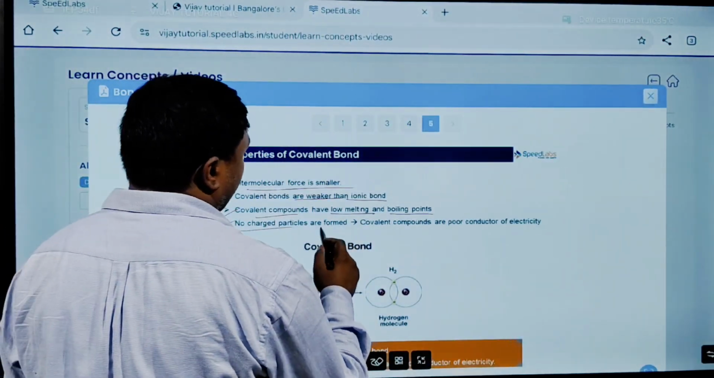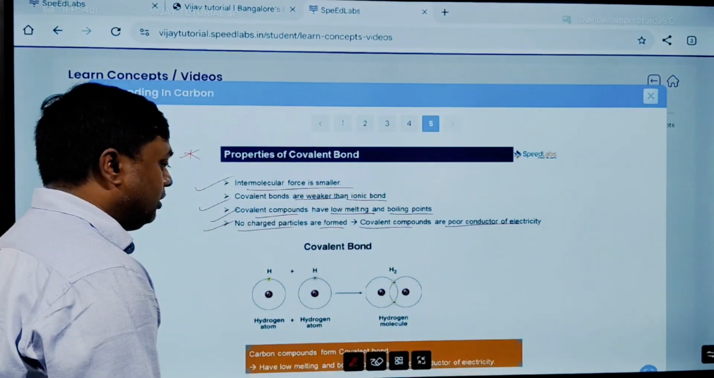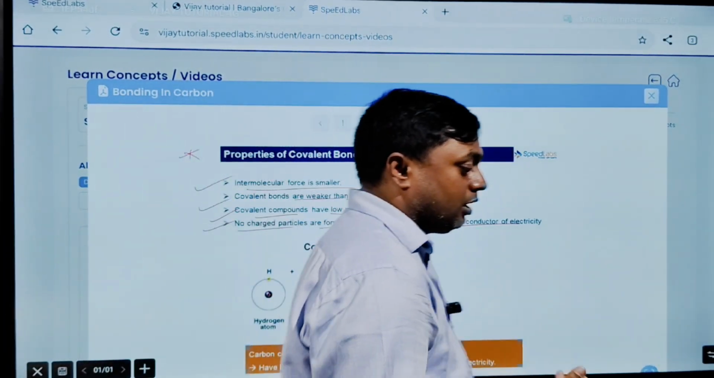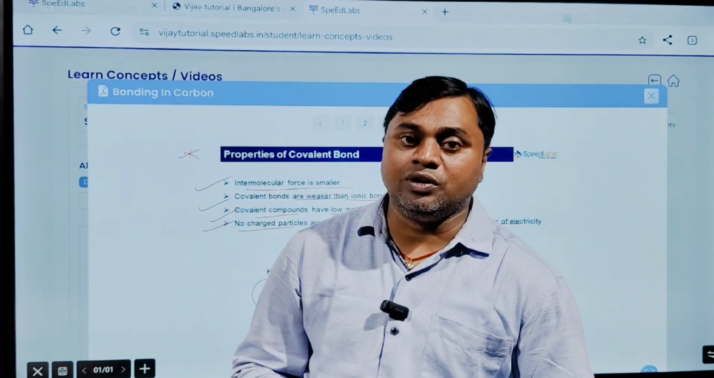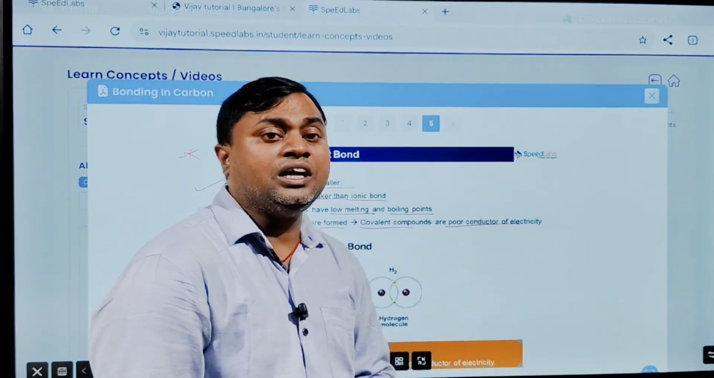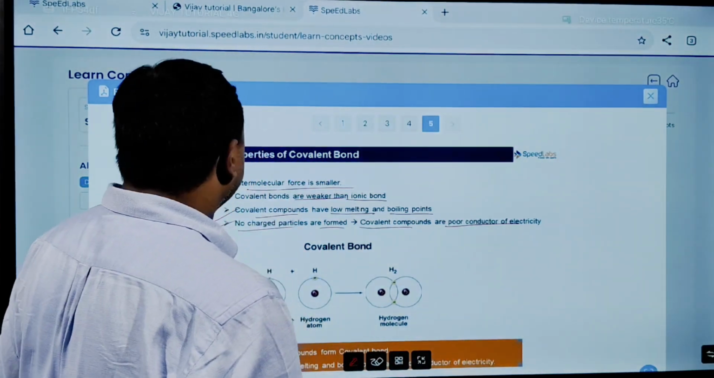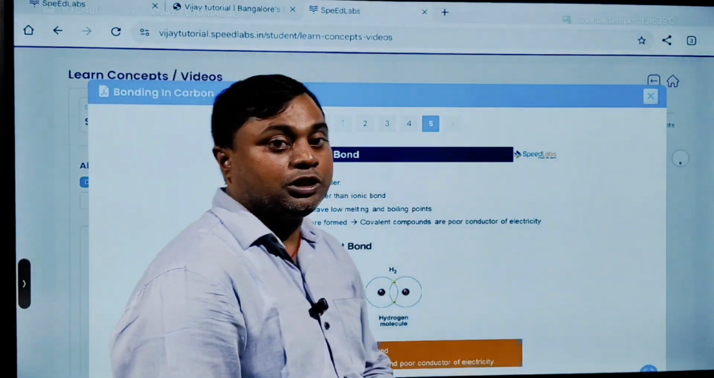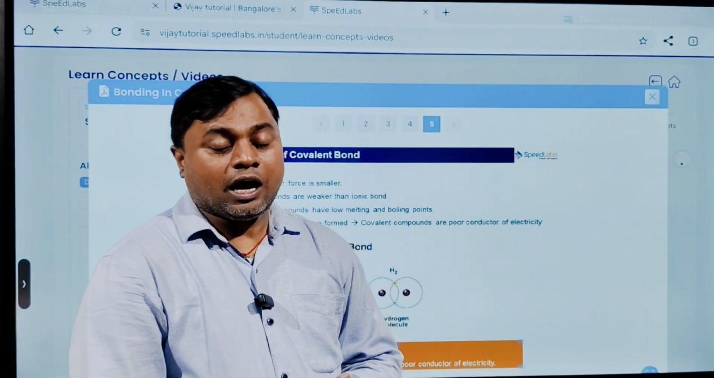No charged particles are formed, that is, covalent compounds are poor conductors of electricity. So all the organic compounds like petrol, kerosene, diesel, you can see they are poor conductors of electricity because there are no free ions. Okay, yes or no? So these are the basic information about the covalent bond and the bonding in carbon compounds.